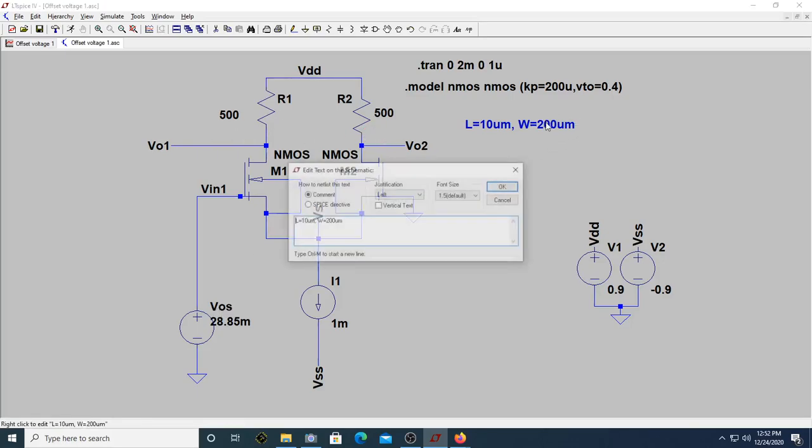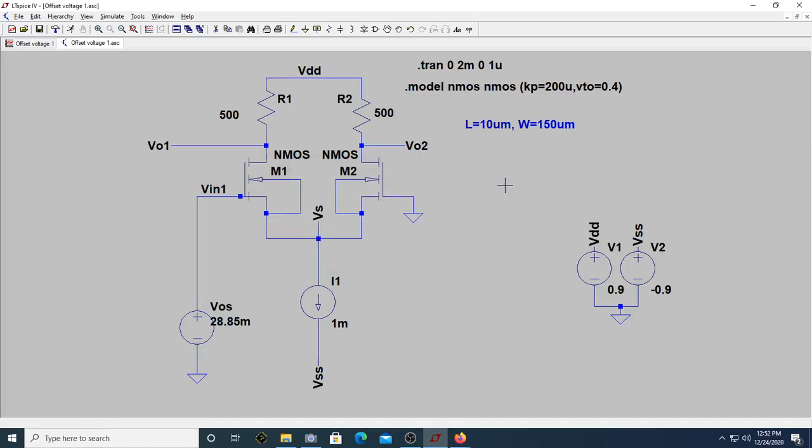Of course, now this is not 200. Let me make it 150. That is, we are considering W by L to be 150, and we have a 10% error overall, so it is 5% on either side. So that's how we are getting the values.